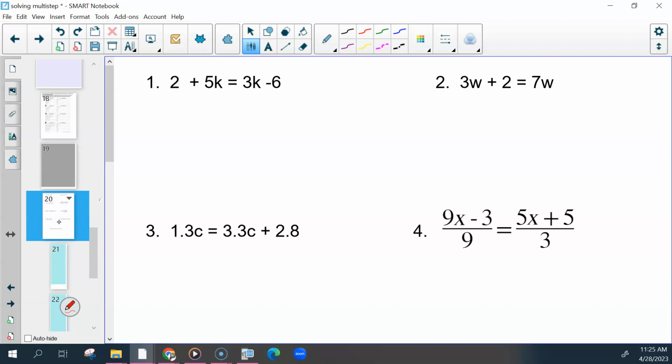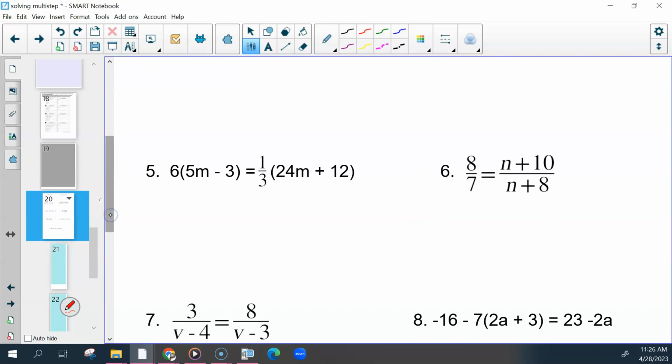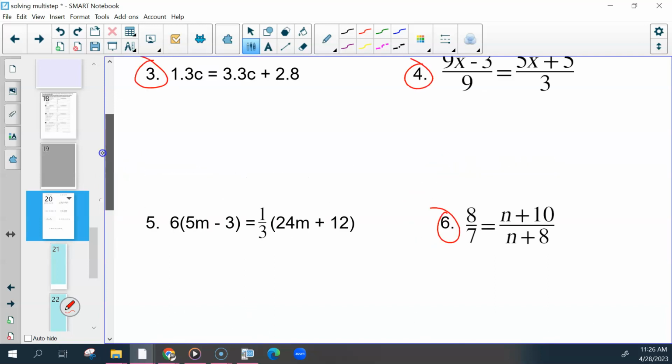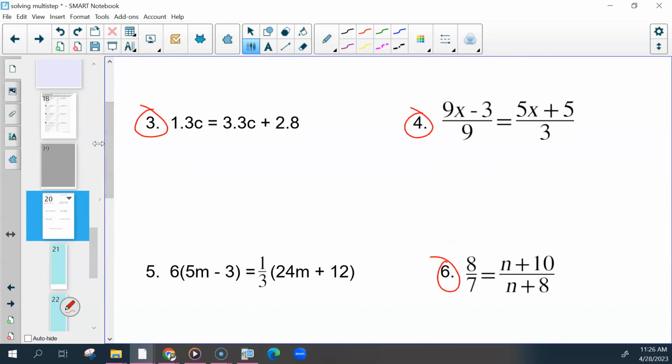Four. Three. Okay. 6. 6. Okay. 6. Four on this one. Oh. We'll talk about it. Any others on this page?